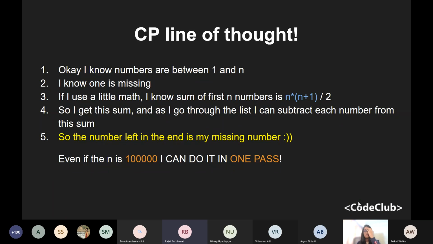So someone is asking which method is better. Yeah, so I'm going to talk about that right now. After I complete this approach, where you're subtracting each number one by one from the sum.